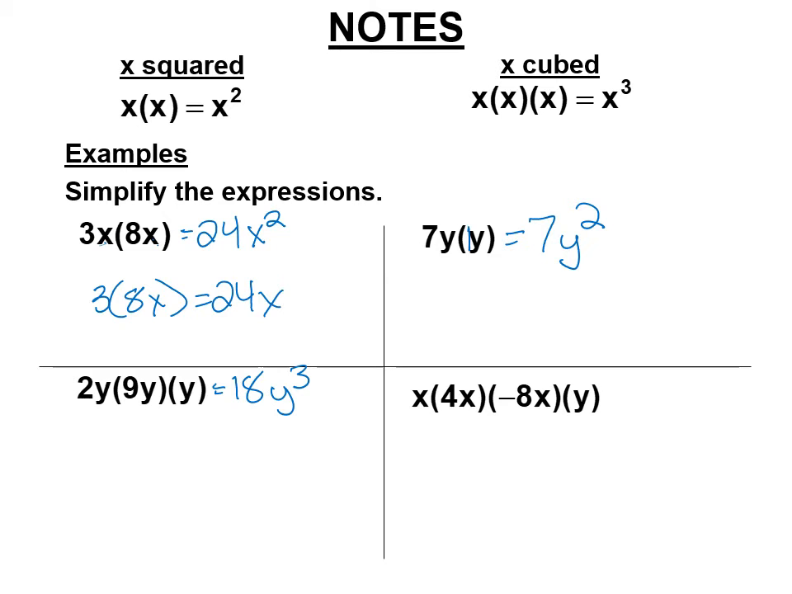All right, we're making it more complicated. So there's a 1 there and a 1 there. You don't have to write those in. 1 times 4 times negative 8 times 1. 4 times negative 8 is negative 32. Now, x times x times x is x cubed. Right? There are 3 x's there being multiplied, not added. And there's a y. And so x times 4x times negative 8x times y is negative 32x cubed y. That's how you say that. Negative 32x cubed y.